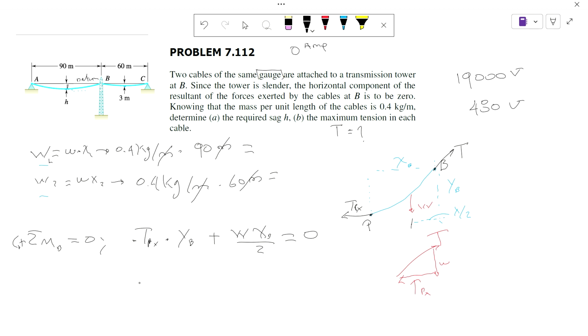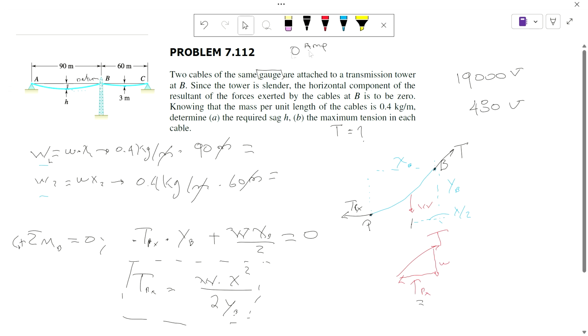This is equal to 0. So really what this means is that TPX is equal to W, which is little w times X squared over 2YB. In fact, we could have just used the formula that we derived. When you just use this, you save a bunch of time, but this is once again how you do it. So this value right here is this value right here.